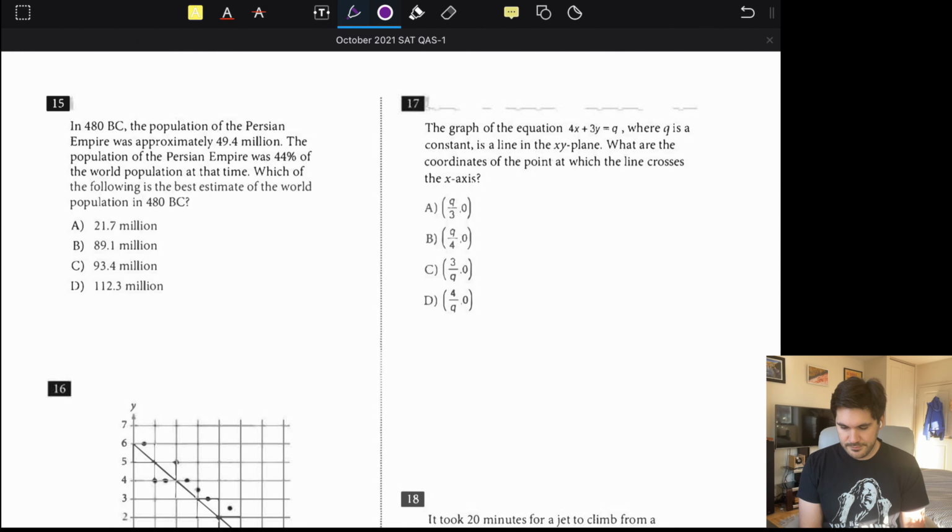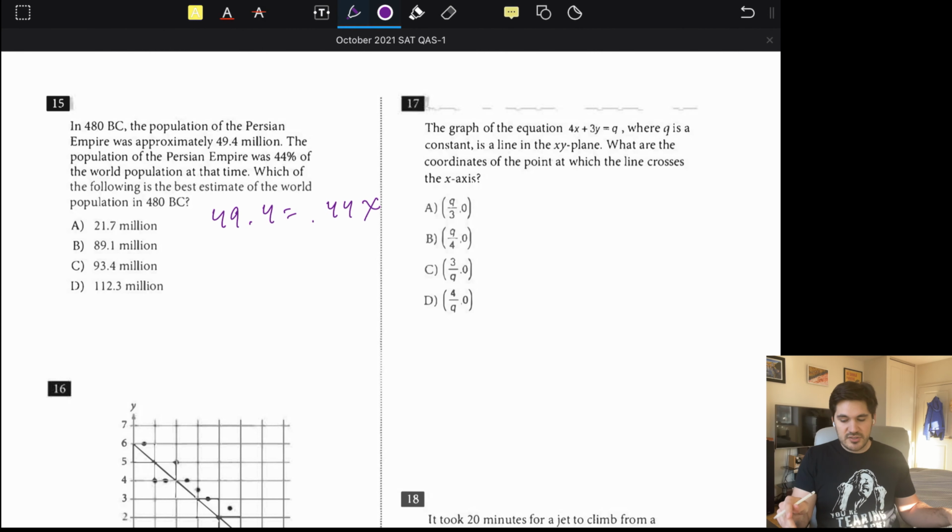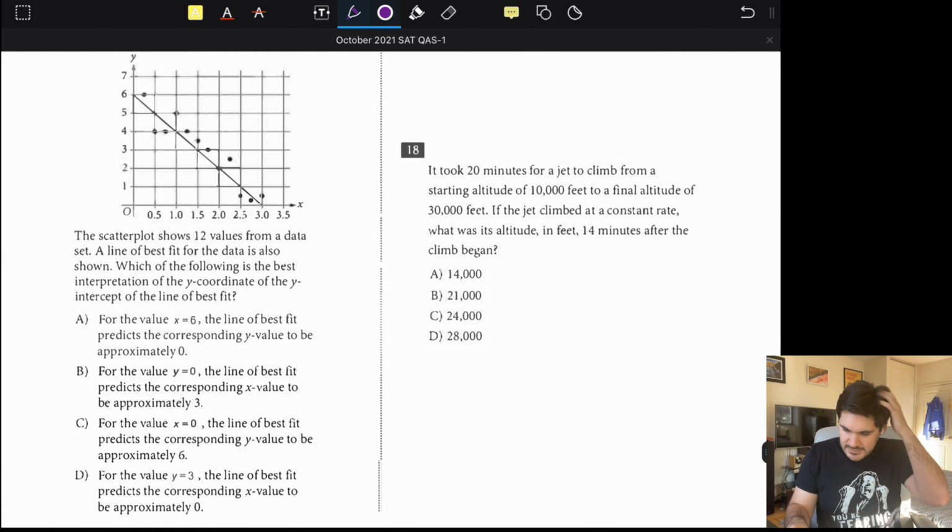15. We have some info. Which of the following is the best estimate of the world population in 480 BC? Well, they basically told us that 49.4 million is 44% of the world population, which would be X. So just solve for X. 49.4 divided by 0.44 equals 112.3 million. So D.